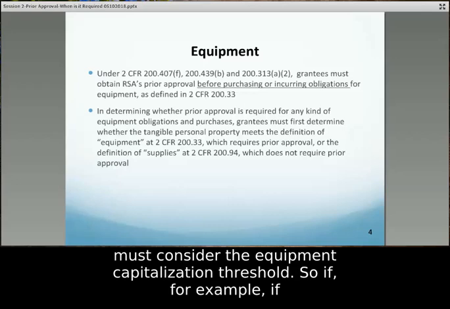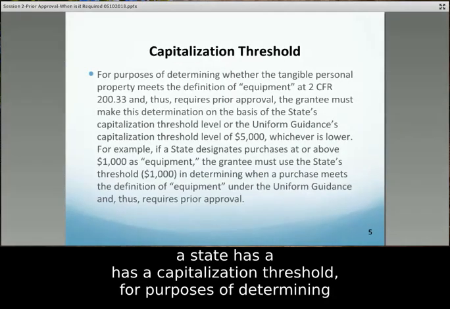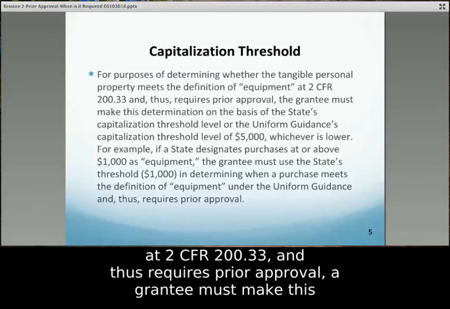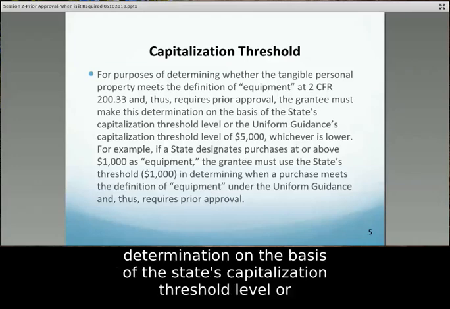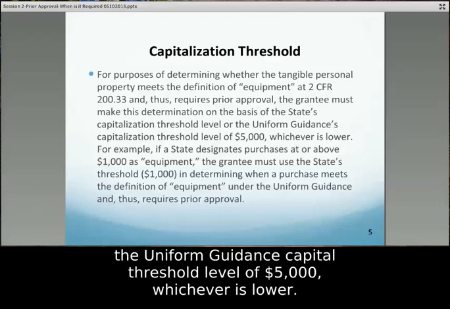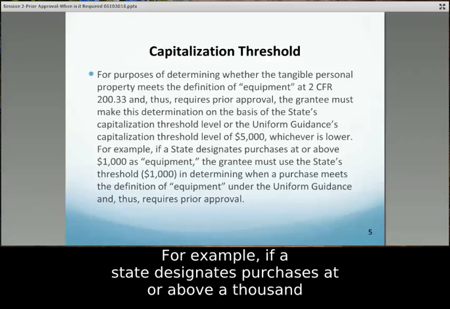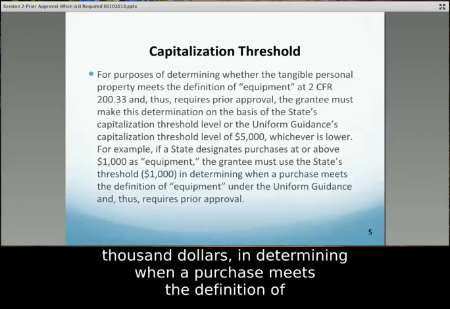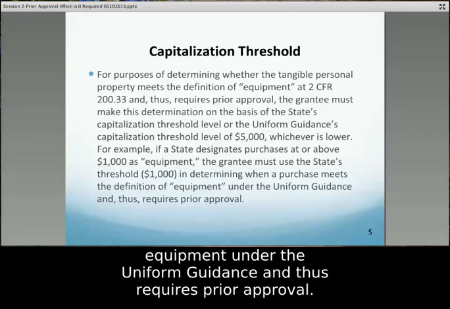So if, for example, a state has a capitalization threshold, for purposes of determining whether the tangible personal property meets the definition of equipment at 2 CFR 200.33, and thus requires prior approval, a grantee must make this determination on the basis of the state's capitalization threshold level or the Uniform Guidance capitalization threshold level of $5,000, whichever is lower. For example, if a state designates purchases at or above $1,000 as equipment, the grantee must use the state's threshold, $1,000, in determining when a purchase meets the definition of equipment under the Uniform Guidance and thus requires prior approval.